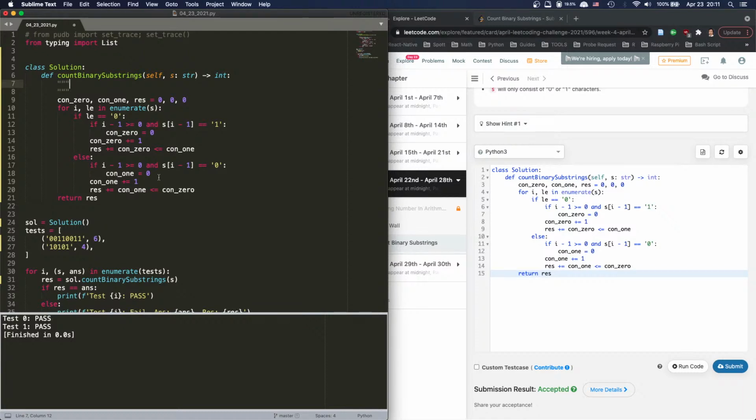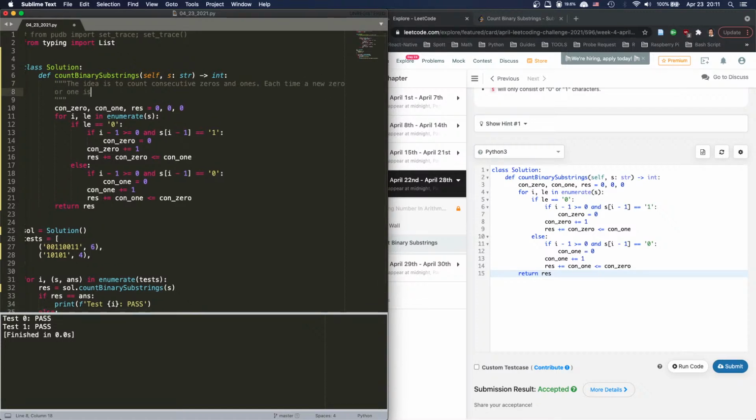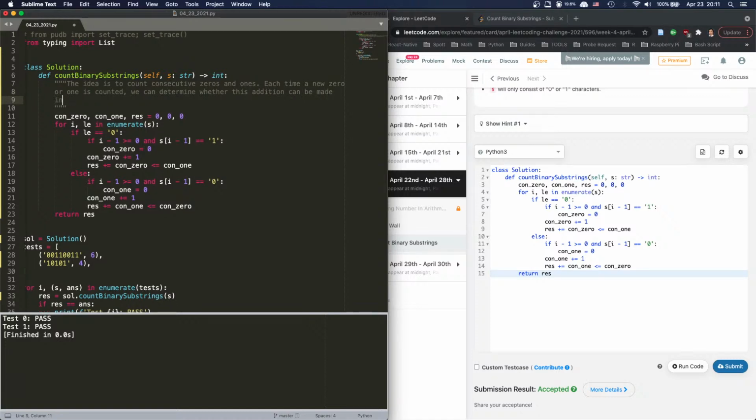So the idea is to count consecutive zeros and ones, and each time a new 0 or 1 is counted, we can determine whether this addition can be made into a valid substring.